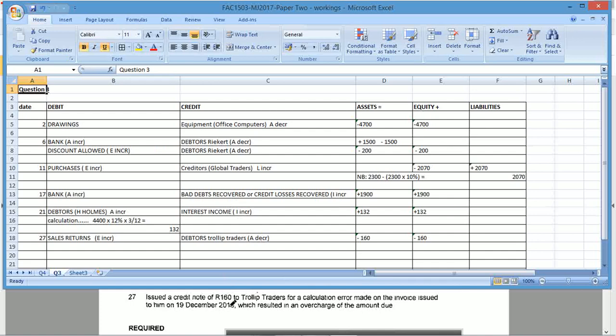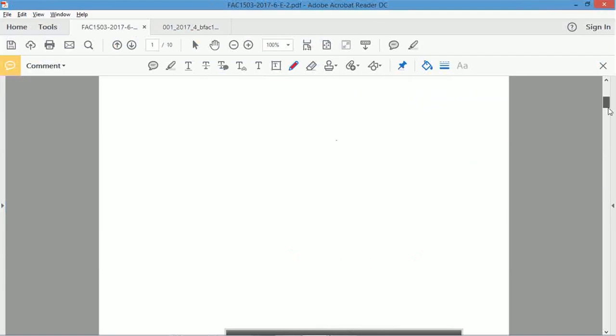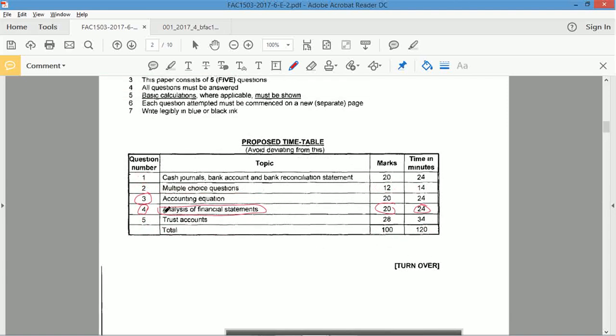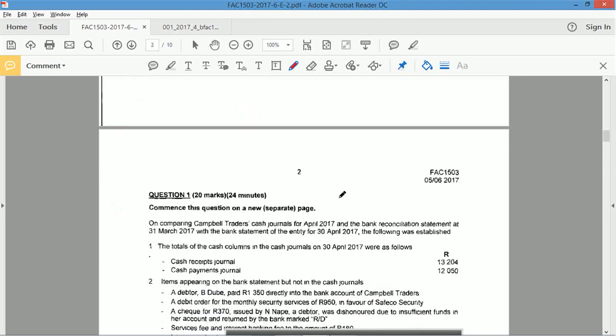Okay, so question 3 is complete. Now we go back and we look at the timeline. We've done those 2. Which question do you now want to do? Let's do the cash journals. Yes, I would do something also quite easy to do. Cash journals, bank account, and bank reconciliation statements. 20 marks. Let's have a look at it.